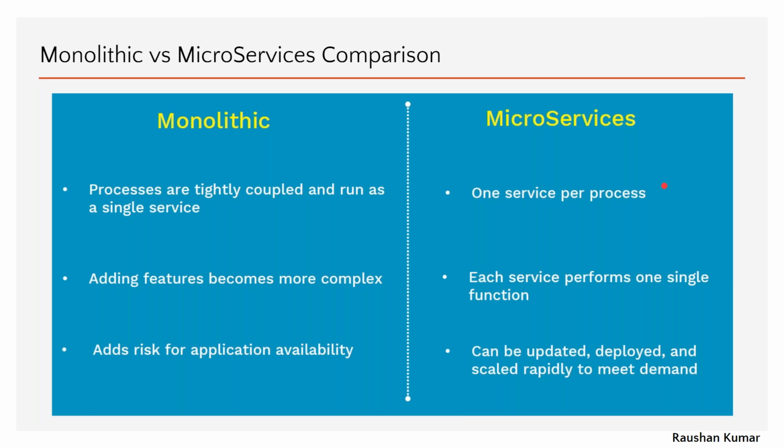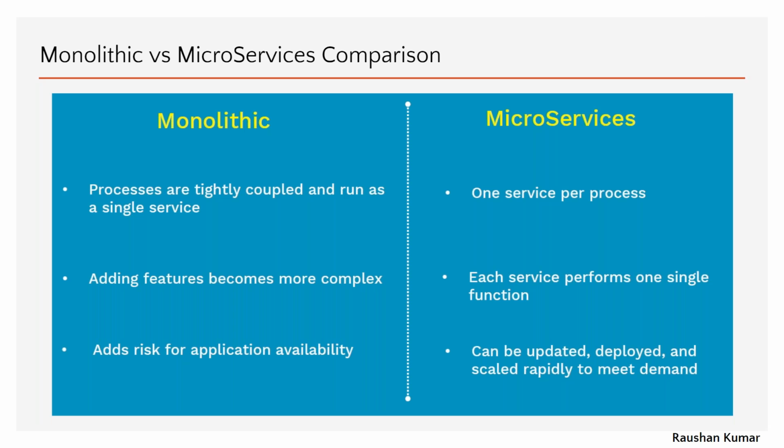Now, if you have understood monolithic and microservices, you can easily understand this. The processes are tightly coupled here and run as a single service. Here, one service per process. That's the intention: I'm trying to break down the code so that I have one service per process. Adding features becomes more complex, obviously. If you want to add something, you have to use the same language and same technology you selected in the initial decision. But here, adding functionality is a cakewalk.